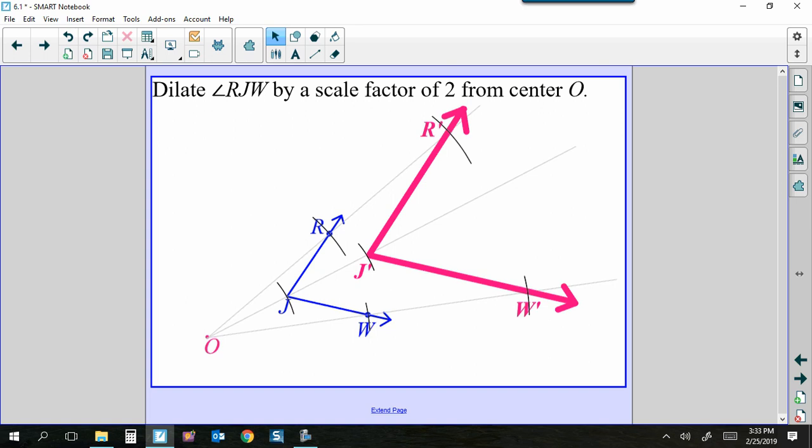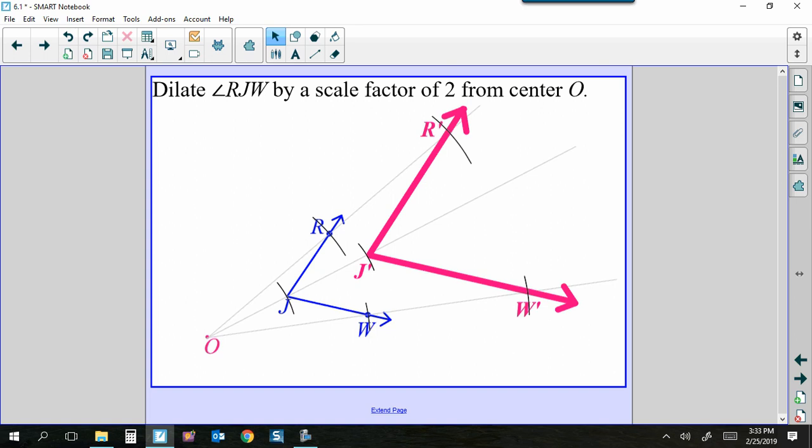Side lengths are affected by scale factors. Side lengths will become however much bigger or smaller the scale factor is saying. Angles, same. They do not change no matter what. If you are dilating, your angles are exactly the same. So you should be writing right now that angle RJW is congruent to angle R prime J prime W prime. They are exactly the same.